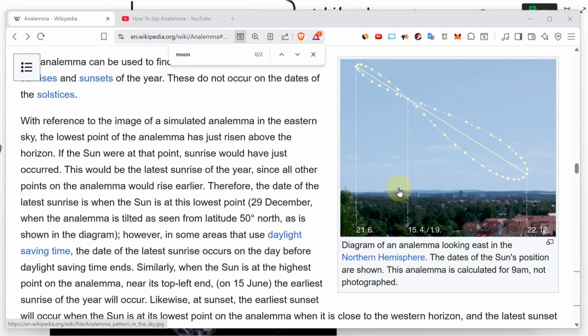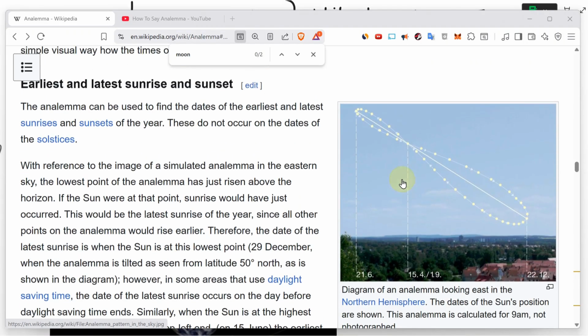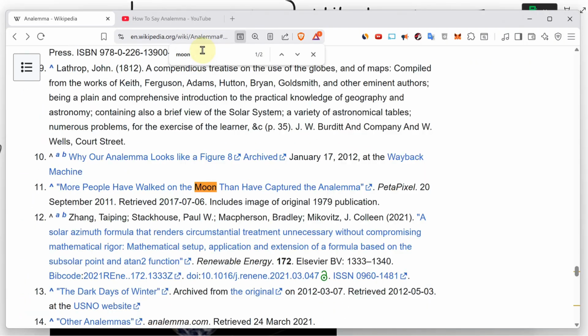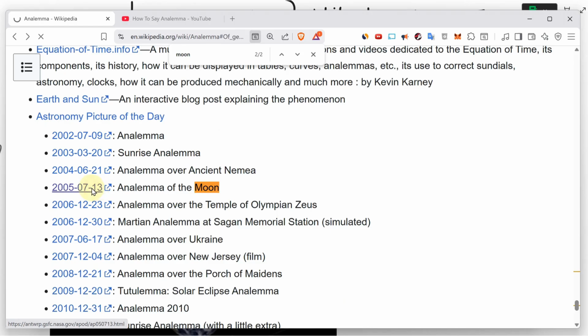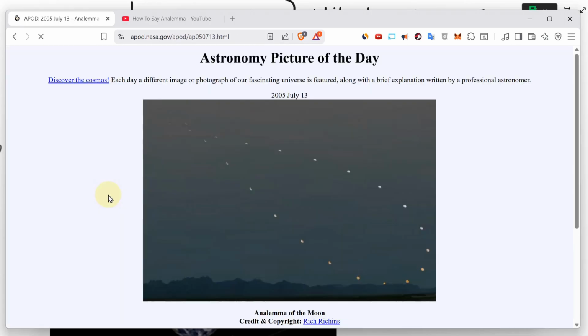All right, and you also have an analemma of the moon, and if you do a search right here, you can see where it shows up on the moon. So there's the analemma of the moon. Apparently, more people have walked on the moon than have captured the analemma. Interesting. So here's the analemma of the moon, 2005. If I go here, this credit, Richens, what kind of name is that? That's quite an interesting name. Anyways, this is July 2005.